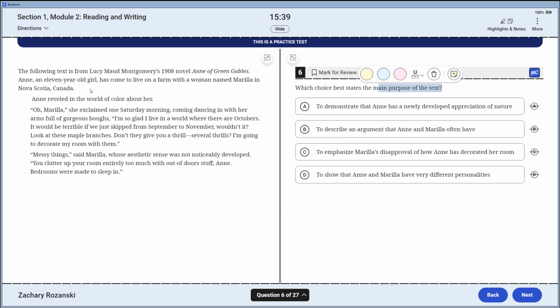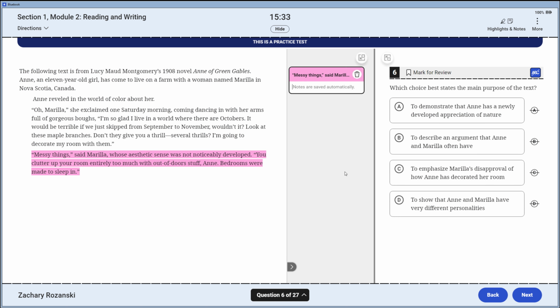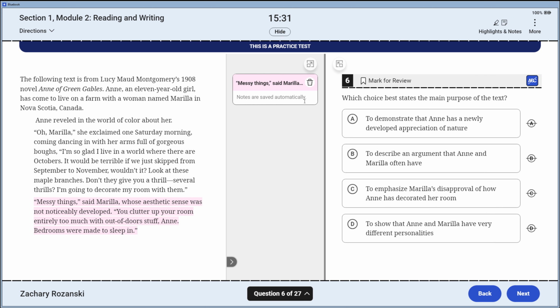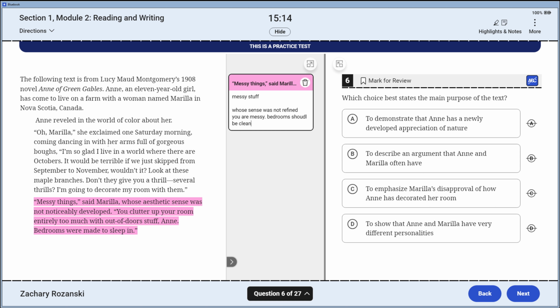Main purpose again. Let's see what we've got at the end. We've got messy things, said Marilla. Messy things, said Marilla. Messy stuff, whose sense was not refined. You clutter, you are messy. Bedrooms should be clean. Let's read the previous ideas.